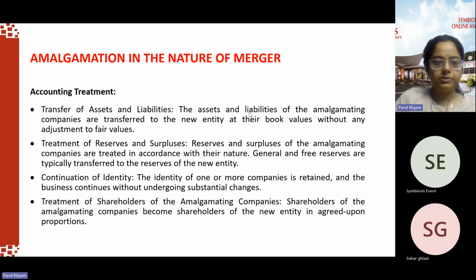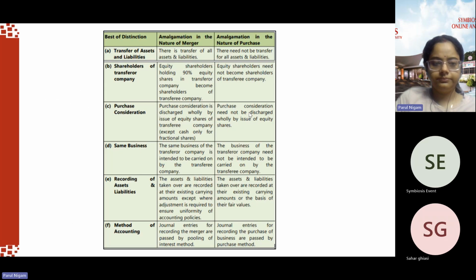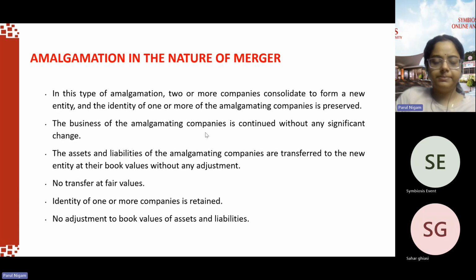Amalgamation in the nature of merger. What happens in amalgamation in the nature of merger? Two or more companies consolidate to form a new entity, and the identity of one or more of the amalgamating companies is preserved.